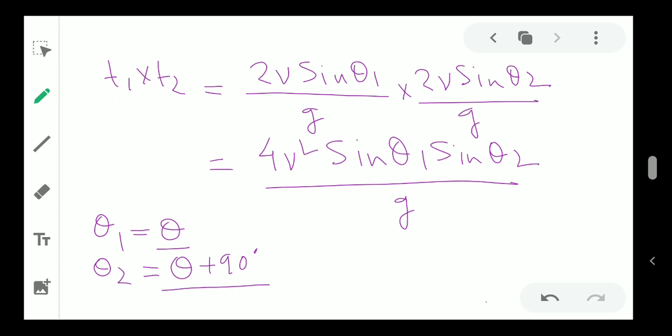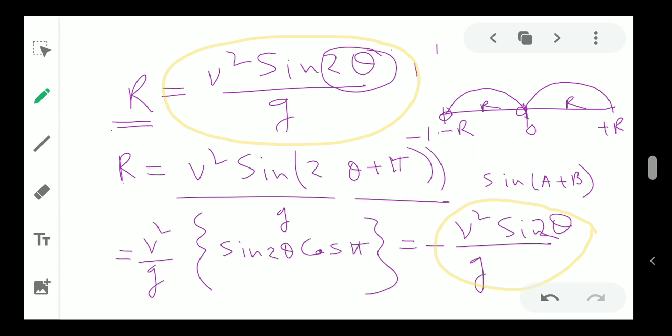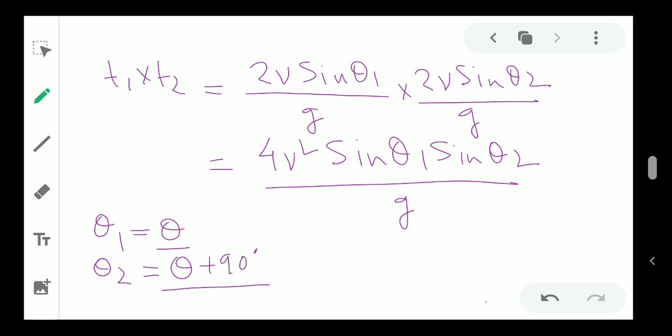Like if you throw in that manner, one has to be 45 degree for the maximum and another one has to be 135 degree. So there also you will see the difference is 90 degree. Okay, so now what will happen if I put here? I can always write theta plus 90 degree instead of theta 2, and theta instead of theta 1, and then instead of sine theta plus 90 I can write cos theta. So that will be my cos theta, because sine theta plus 90 is cos theta.